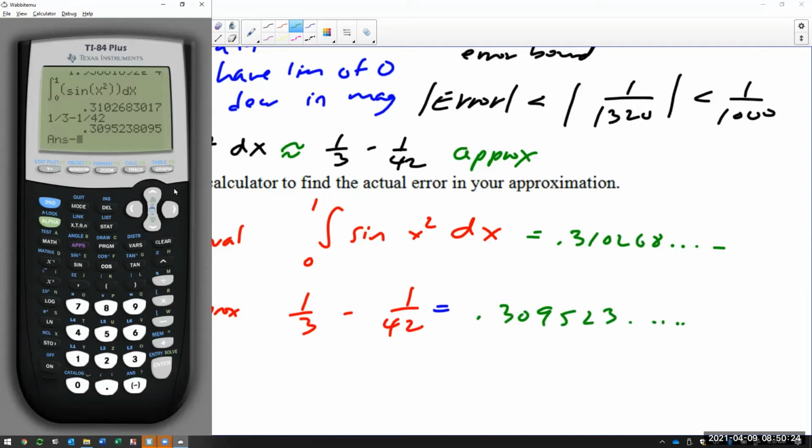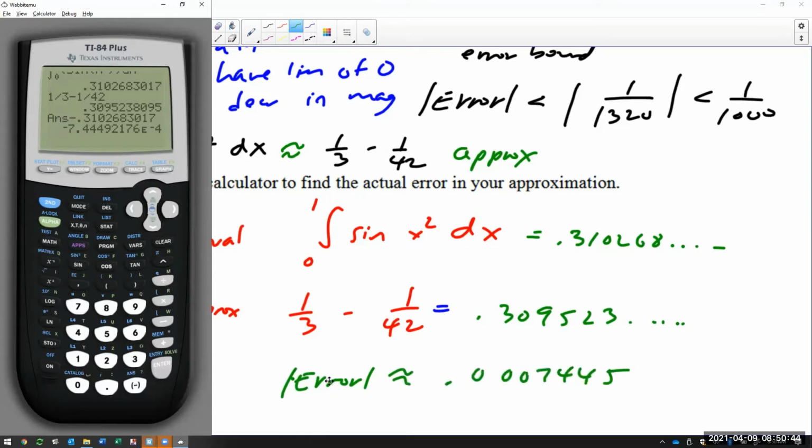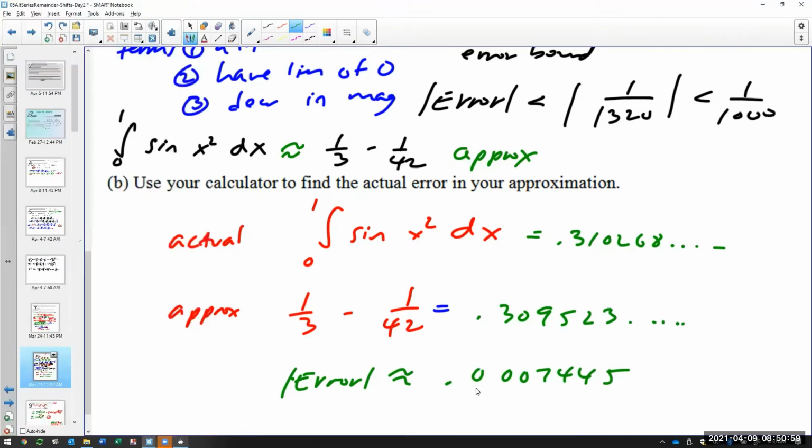So I'm going to subtract, move up here, subtract this number right here, get the difference between them, and I get, so the absolute value of my error is about equal to 0.0007445. And they'll tell you how many decimal places to go. If they don't, going 3 decimal places isn't going to help you. They'll tell you where to go, and that's your answer. That's my actual error.